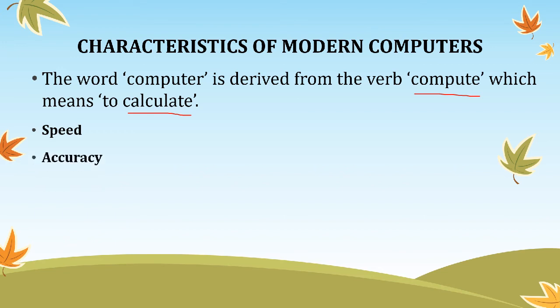Next, accuracy. What about the result produced by a modern computer? Whether the results are accurate? Yes, of course. It will never make mistakes. If the inputs provided by human beings are incorrect, only then it will provide incorrect results.